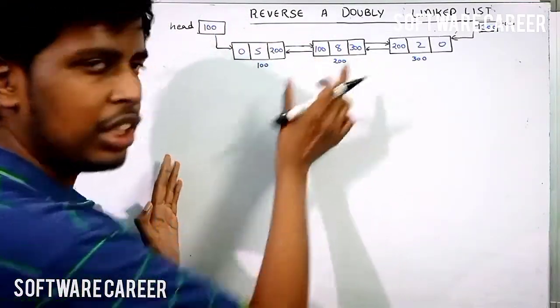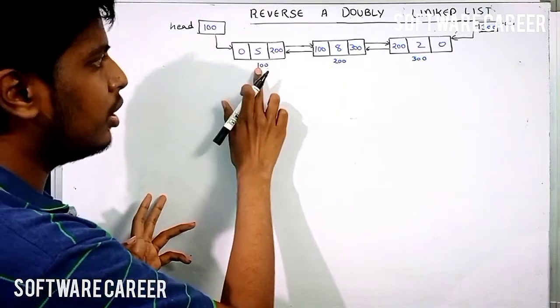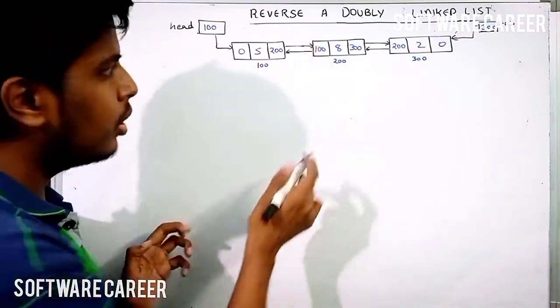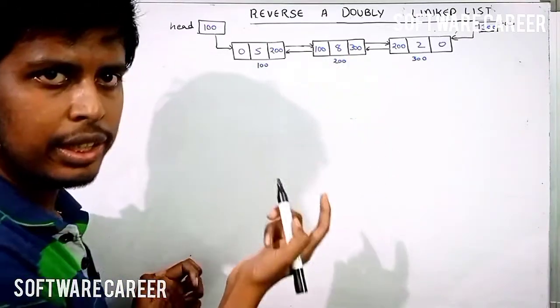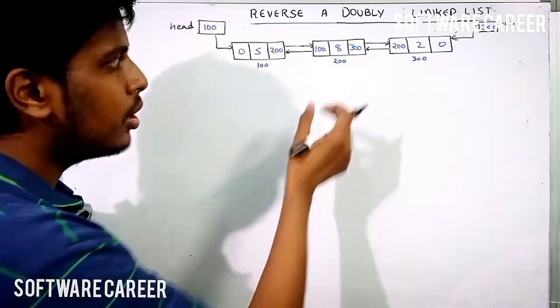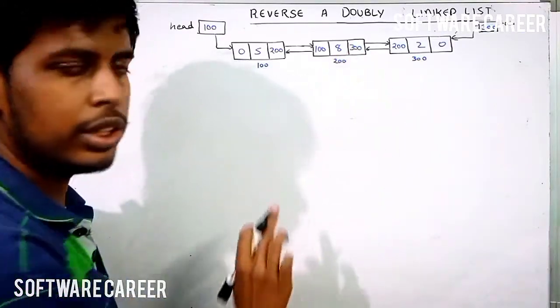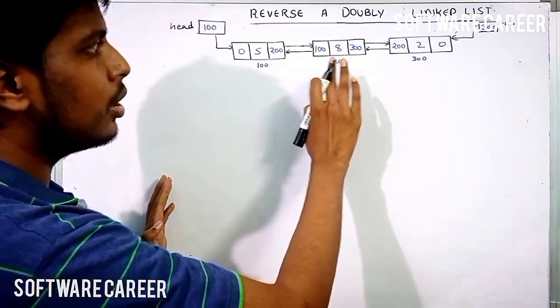In a doubly linked list you have three parts. First is the previous pointer, which stores the address of the previous node. 100 is the previous node, so 100 is stored here. The middle part is the data part, where you store the data element. And the third part is called the next pointer. In this you store the address of the next node. 300 is the address of the next node you are storing here. So this is the doubly linked list.